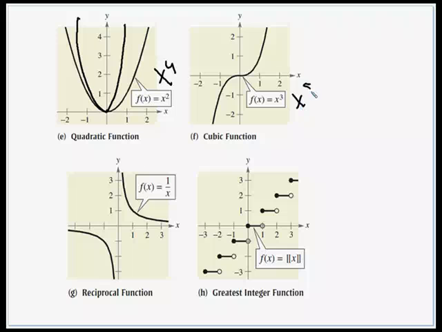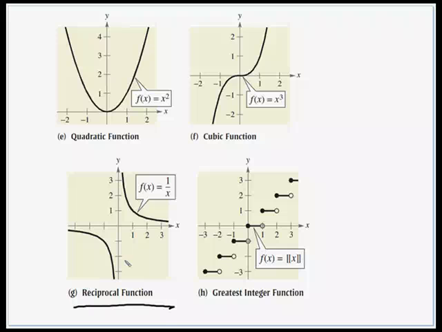If we had x to the fifth, it would also go up in the first quadrant, but a lot faster, and down in the third quadrant, a lot steeper. If it was x to the seventh, it would go up even faster and down even faster. So if it's an even exponent, it's a parabola opening up. If it's an odd exponent, it's up in the first, down in the third quadrant. The higher powers don't change the shape much.